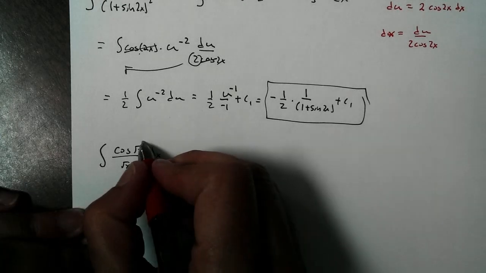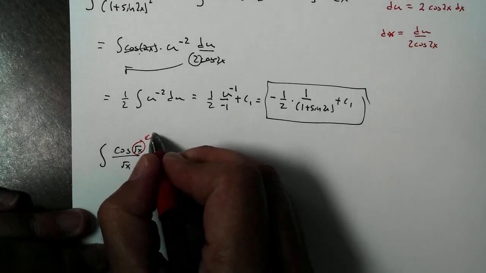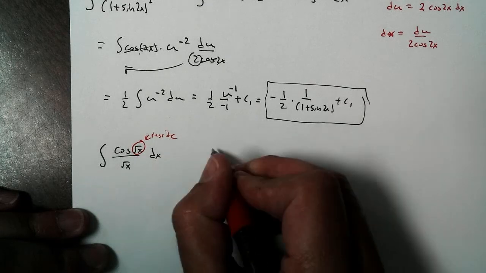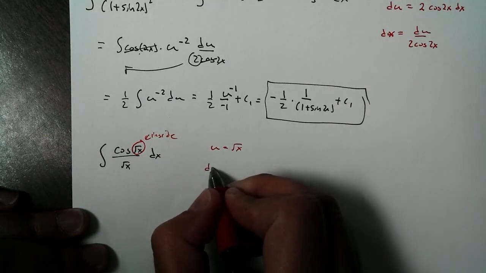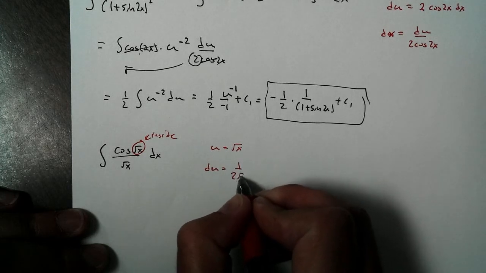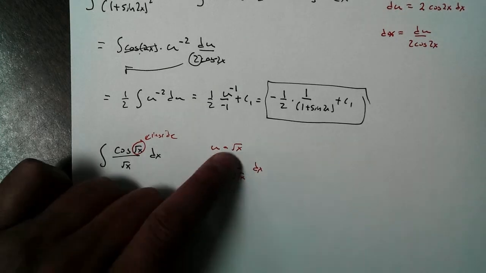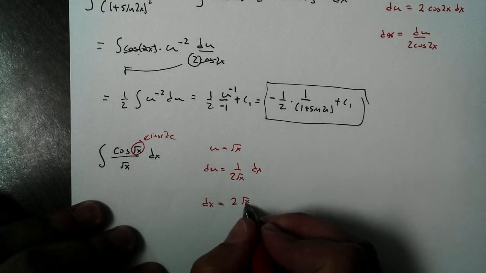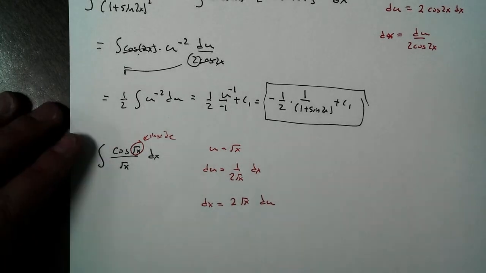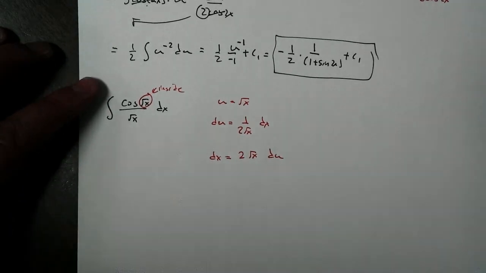So I look right here. There's my inside function. So there's my u. My u would be root x. Now we should know the derivative of root x is just 1 over 2 root x dx. We see it a lot. Just memorize that. Dx then would be 2 root x du. And I can now substitute in.